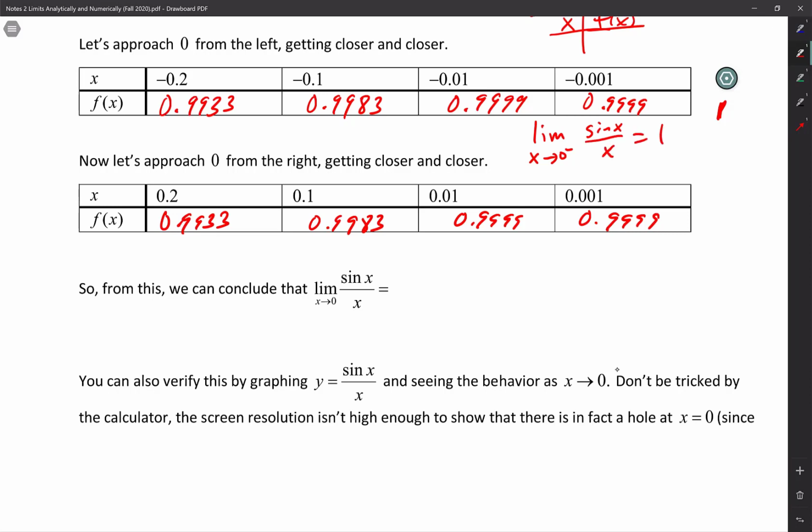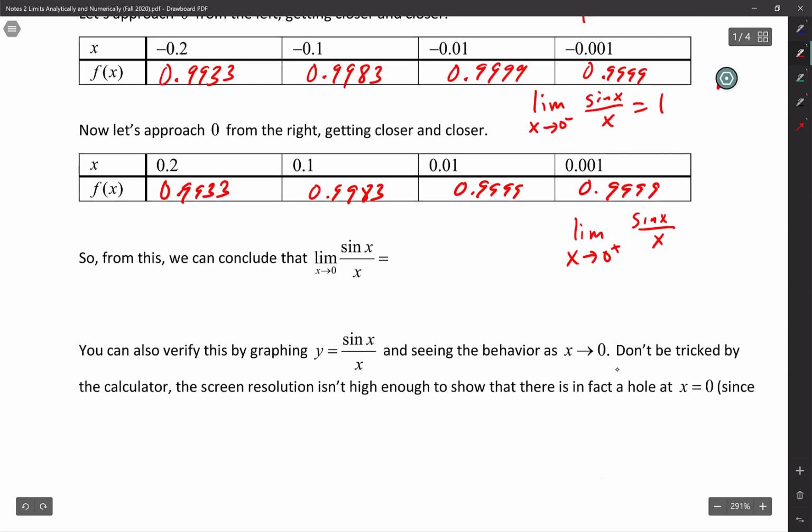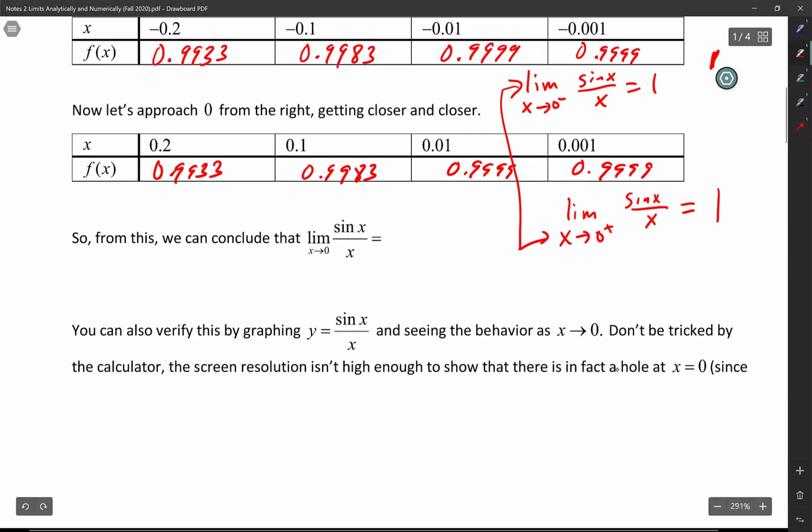If I approach 0 from the right, how would I write that? Limit as x approaches 0, put the little plus symbol, of sine x over x. Since I already identified this as f of x, you probably, oh no, I didn't. Okay, you'd have to write sine x over x equals 1. Because the left and the right match, do they match, guys? Yes, they match. Because the left and the right match, you can say limit as x approaches 0 of sine x over x equals 1.